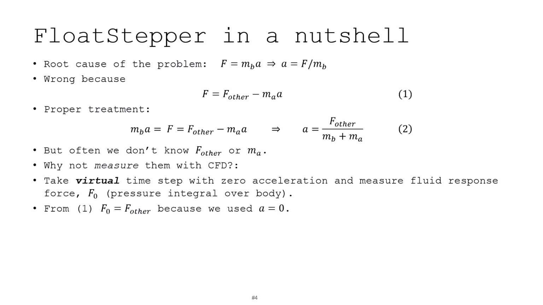Now, if we look at what we should get according to our equation 1 here, then we can see A is 0. Then this, what we just measured, F0, must be equal to F other, so everything else. Okay, that's great. So now we got one of the quantities we actually needed.